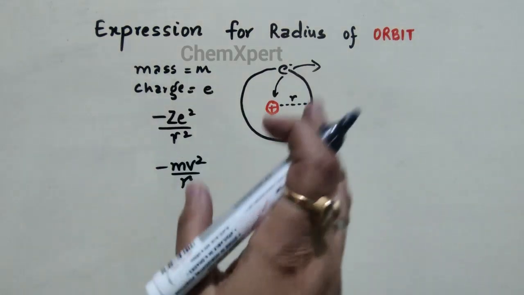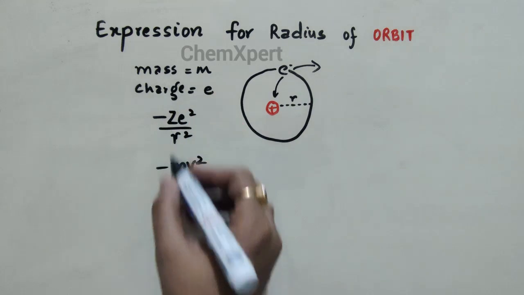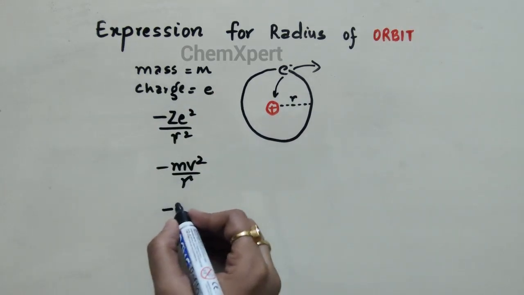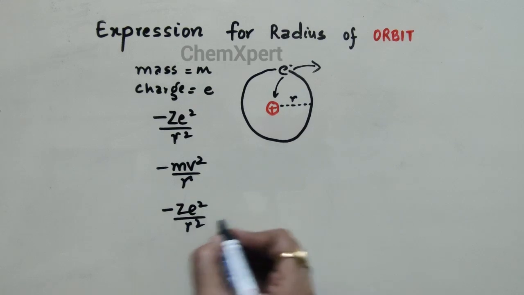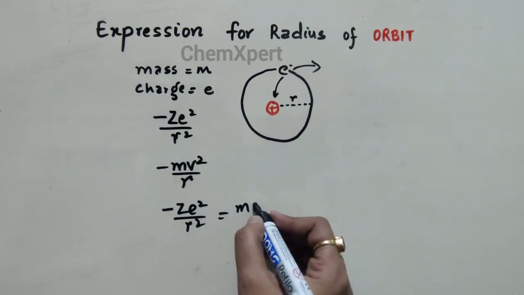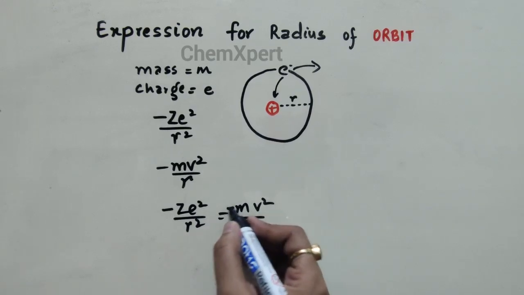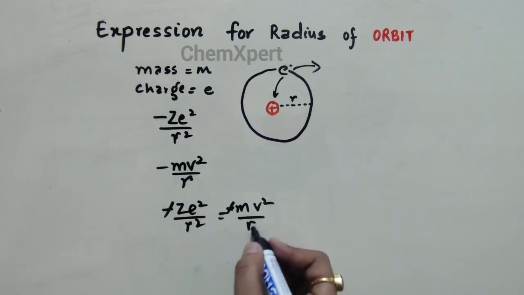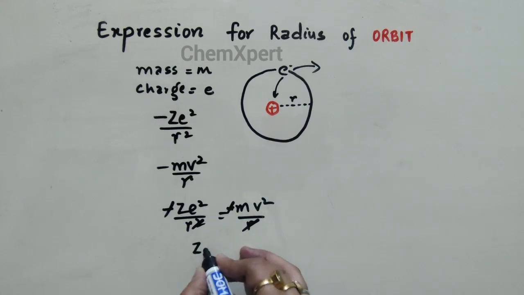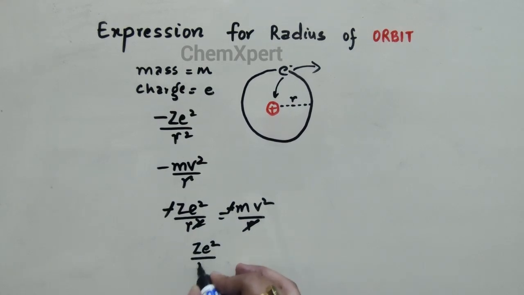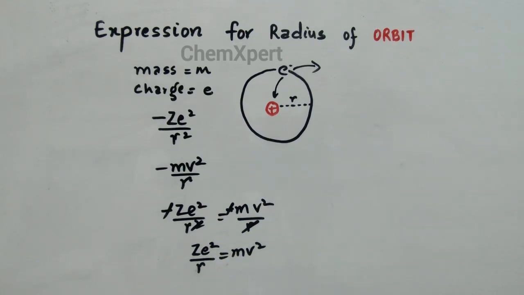Now, in any stationary orbit, these two forces must be equal. So by equating these two values, we get minus Ze square by r square is equal to mv square by r. So the minus signs cancel out, and r cancels out. So finally we get Ze square by r is equal to mv square.